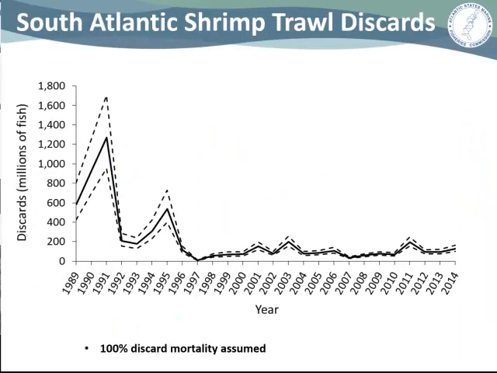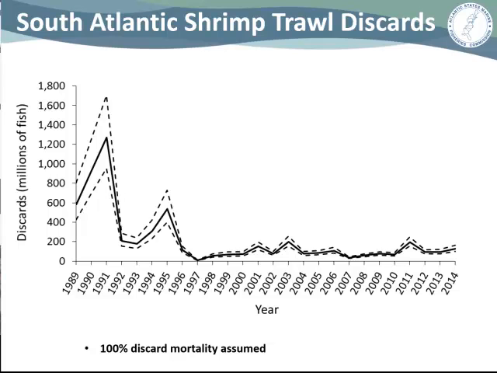The shrimp trawl discards. Discards were relatively high prior to 1996 when bycatch reduction devices were not required, but did begin decreasing in the early 1990s. There were particularly high discards in 91, which was due to high effort and catch per unit effort. And then discards became relatively stable through the 2000s.